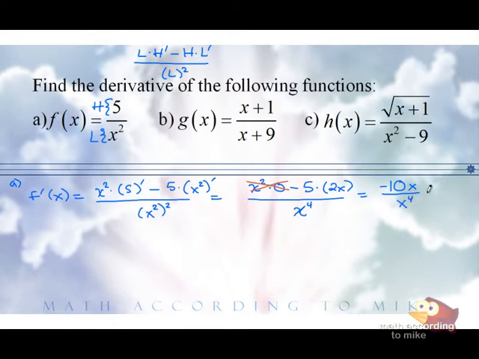Well, notice you have 1 x upstairs, 4 x's downstairs, so you're going to lose 1 in each case, so you'll have negative 10 over x cubed.